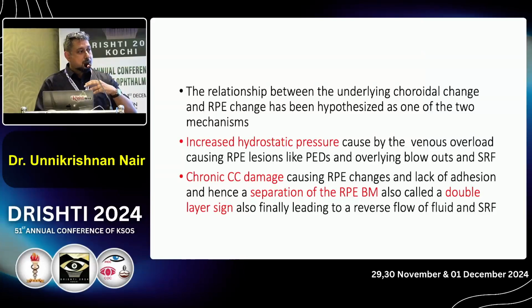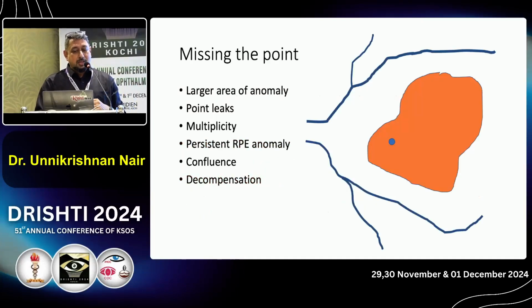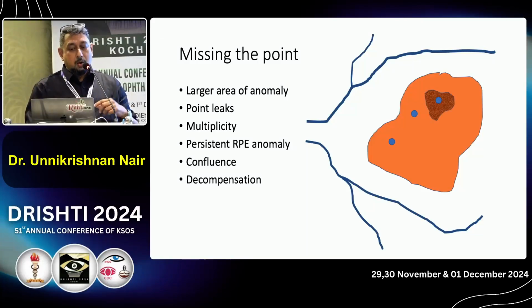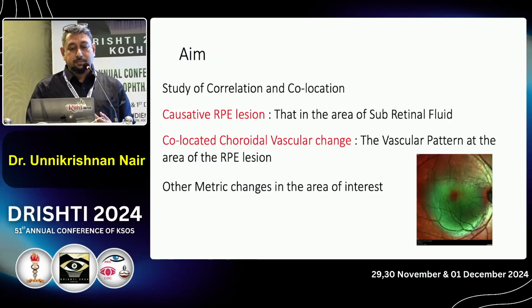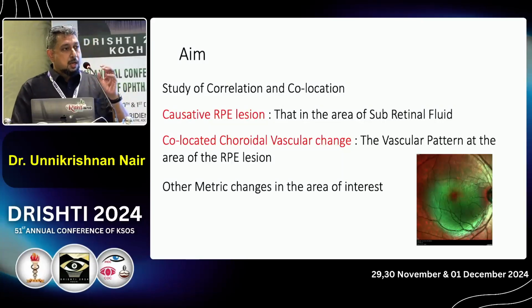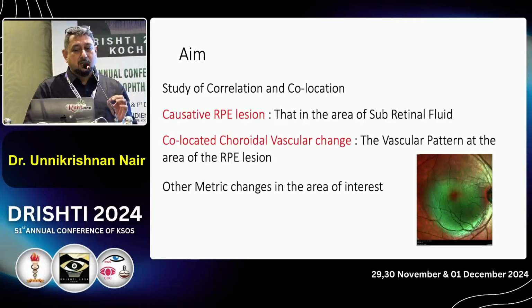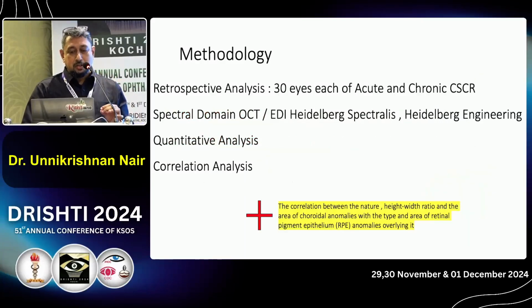And there it causes RP damage. So basically, CSR is not about point leaks. It's about a larger area of choroidal damage with smaller areas of RP damage with overlying leaks. So the aim of the study is to define what we mean by a causative RP lesion, look at the choroidal lesion right under it, and see if there's any correlation.